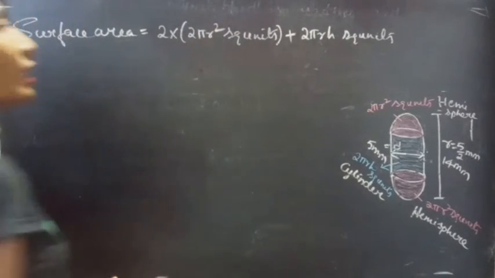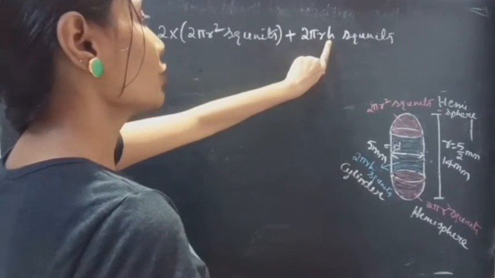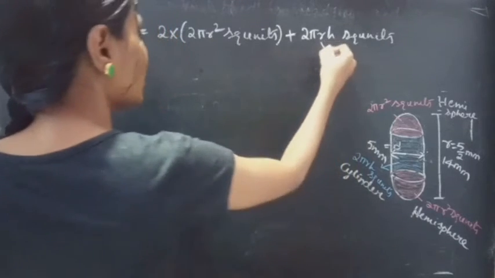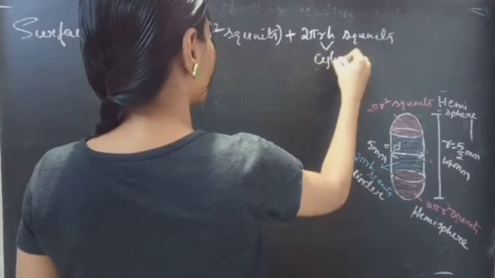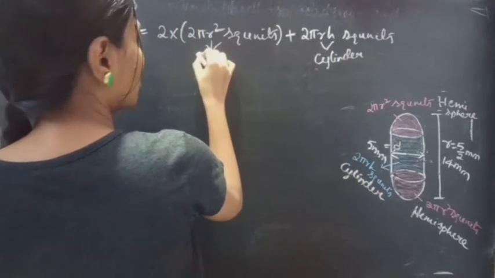So now we need to find the values of the radius of the hemisphere, and the radius and height of the cylinder. Okay, these two from the cylinder and the radius of the hemisphere.